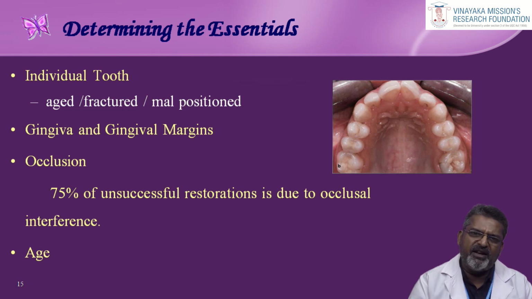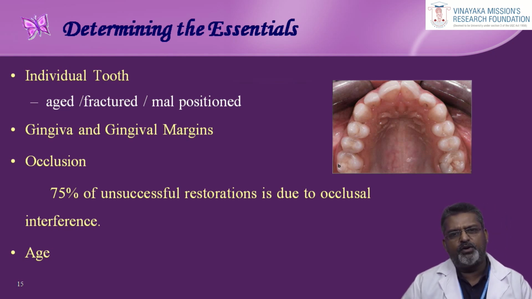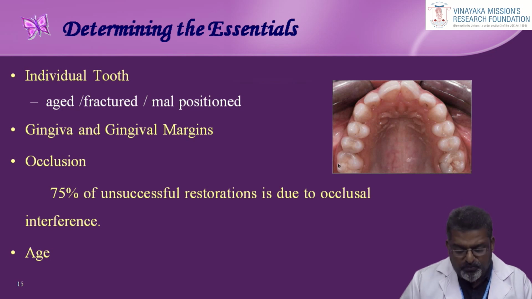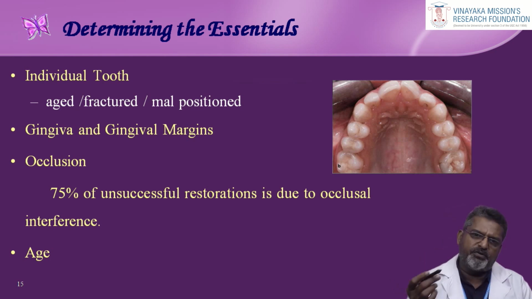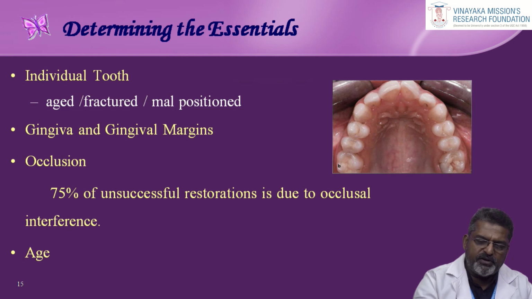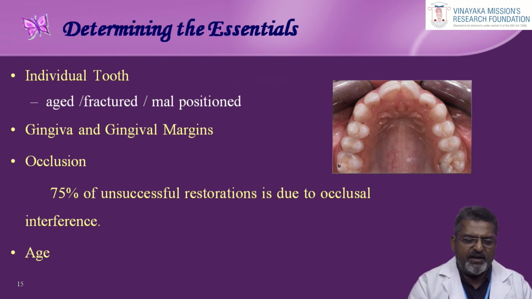If the amount of enamel is less, the bonding strength is going to come down, so the retention for your restoration is also going to come down. The amount of fracture has to be evaluated, and the malposition of your tooth. As I told you, if the malpositioning of your tooth is very gross, then you cannot plan for your veneers. So the tooth position has to be evaluated first, and then comes your gingival margin and gingiva.